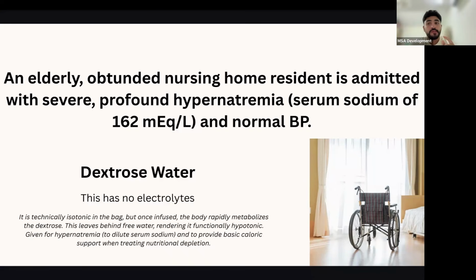But once we infuse it, the body is going to rapidly metabolize the dextrose, leaving behind all the free water, okay? And because of that, this hypernatremia is going to get diluted, okay? So this is what it really tries to do, try to provide water to the body so that it can dilute and correct this electrolyte imbalance, okay?